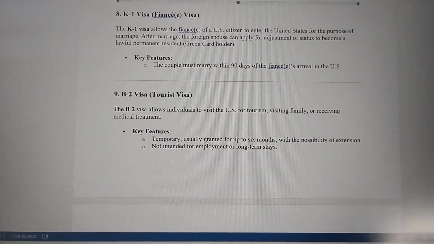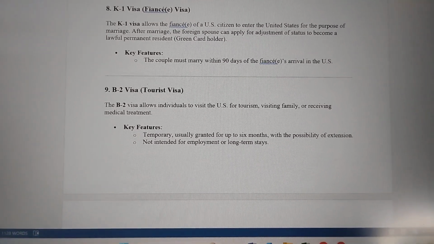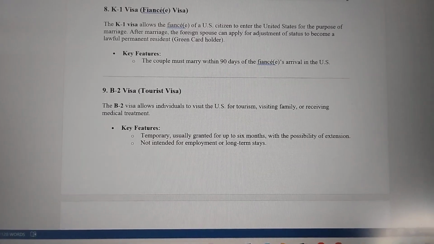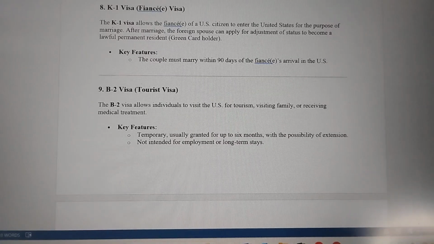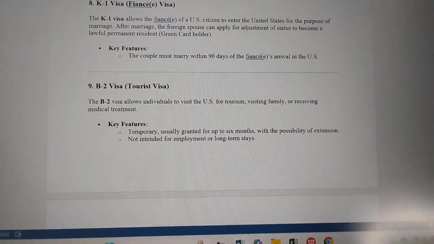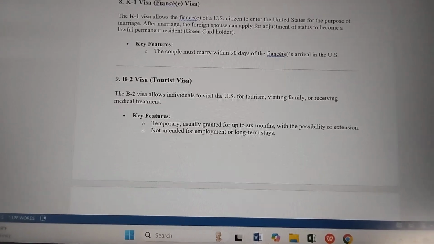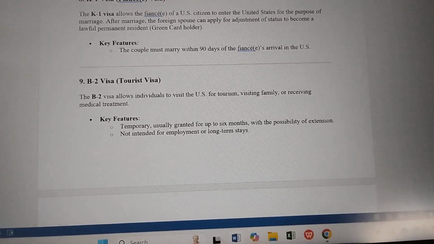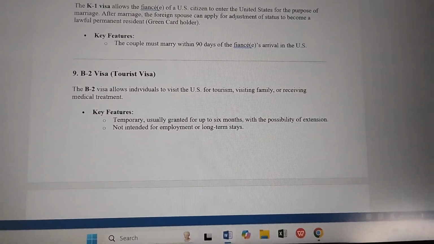So the K1 visa, or the fiancé visa, allows the fiancé of a US citizen to enter the United States for the purposes of marriage. After marriage, the foreign spouse can now apply for adjustment of status to become a lawful permanent resident, or what you're calling what? A green card holder. So the key feature: the couple must marry within 90 days of the fiancé's arrival in the United States.